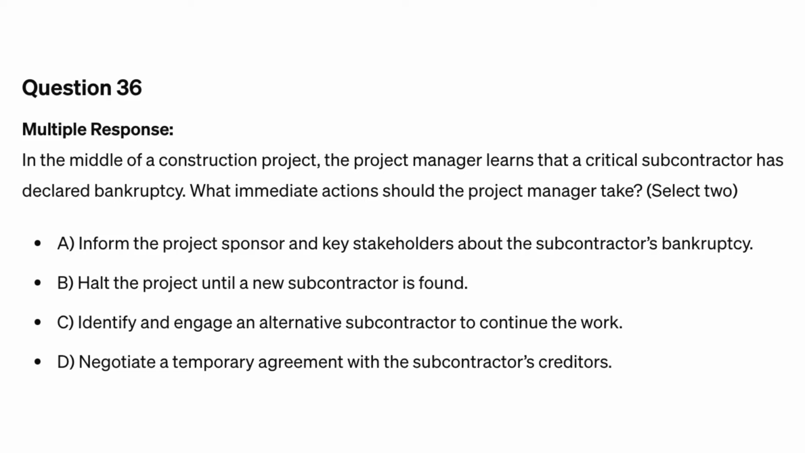Question 36. In the middle of a construction project, the project manager learns that a critical subcontractor has declared bankruptcy. What immediate actions should the project manager take? Select 2. A. Inform the project sponsor and key stakeholders about the subcontractor's bankruptcy. B. Halt the project until a new subcontractor is found. C. Identify and engage an alternative subcontractor to continue the work. D. Negotiate a temporary agreement with the subcontractor's creditors.